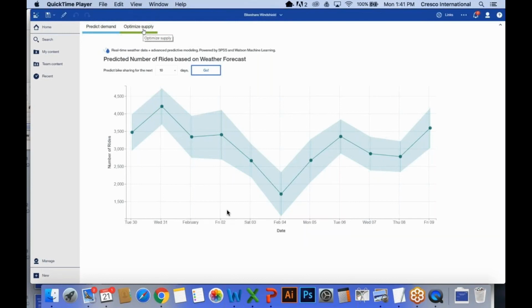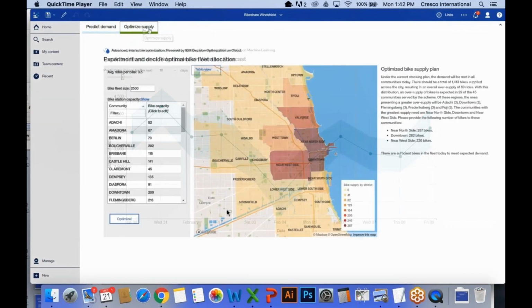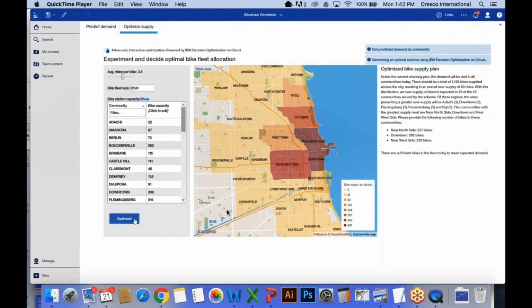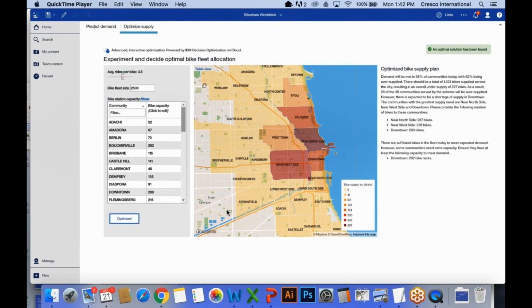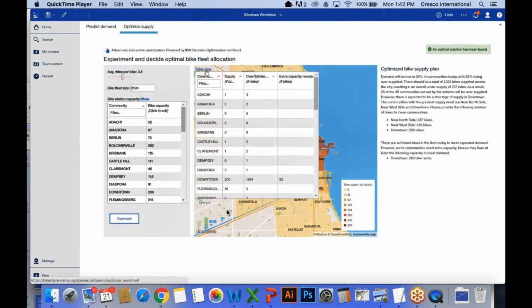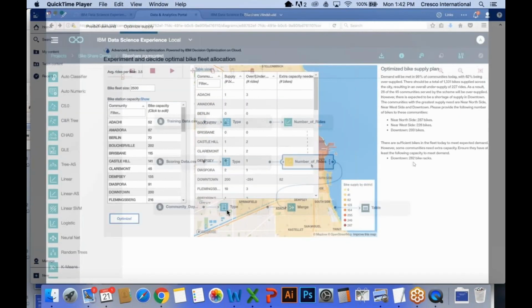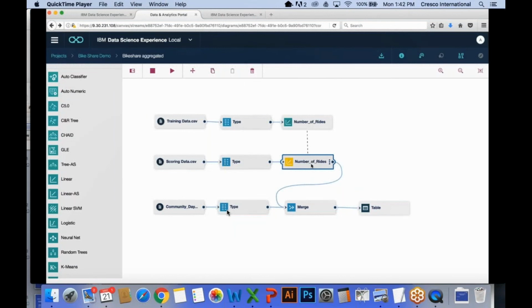Once I know the predictive capability, I could jump into the optimization of my supply and define how my supply across these different areas, across these different bike share stations, should be spread out. So my optimization model is telling me exactly what I should do and where I should place more bikes and move bikes around. So I'm able to provide a better customer satisfaction level.